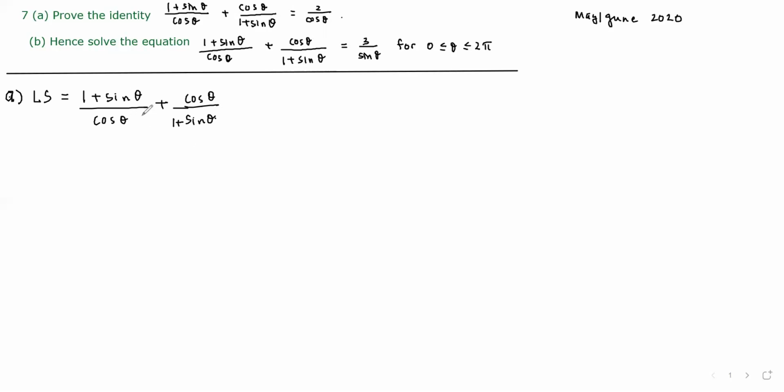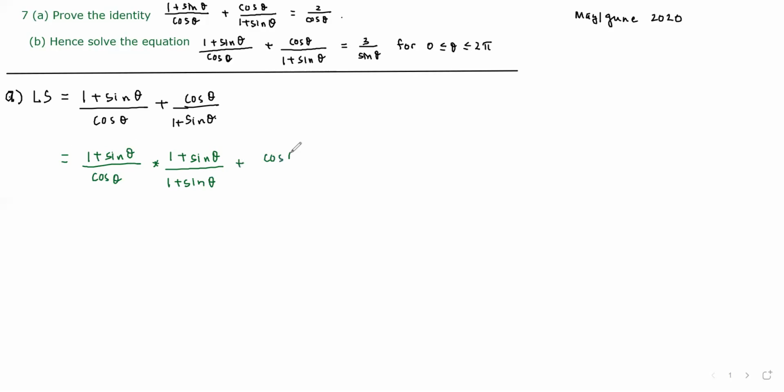On the left side, you see that you have a fraction here, and in order to add two fractions, you need a common denominator. So in order to arrive at a common denominator, for this first part here, 1 plus sine theta over cosine theta, you need to multiply this by the denominator of the second term. So you multiply both the numerator and denominator by 1 plus sine theta.